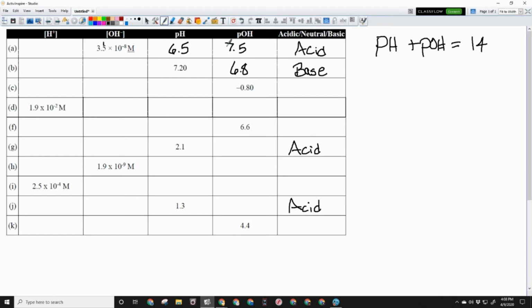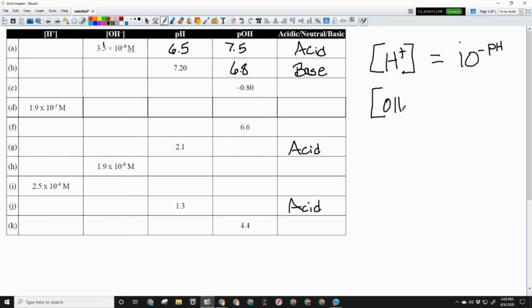So if we know the pH and pOH, we can get the concentration of the OH and the concentration of the H. Well, what is that formula? The concentration of the hydrogen ion is equal to 10 to the negative pH. Concentration of hydroxide ion is equal to 10 to the negative pOH. So whatever your pH and pOH values are, it's 10 to the negative of that. That's going to give you this.